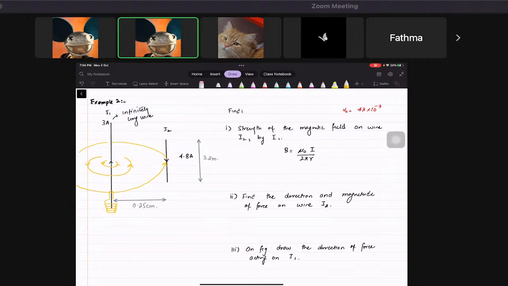Now we can find it through this formula. We know it is 4 pi times 10 raised to minus 7, the current in this wire, which we're looking at, is 3 amperes, divided by 2 pi, and the distance between them is 0.25. Because it's centimeters, I have to change it into meters, and I get 2.40 times 10 raised to power minus 4 Tesla. Alright, you guys understand this? Raman?